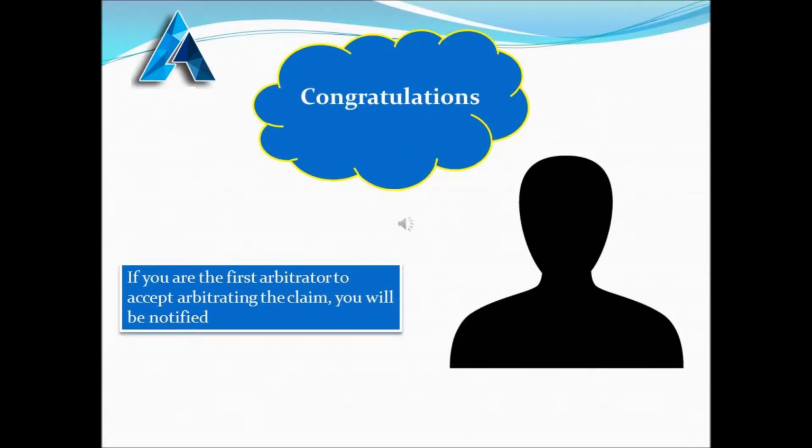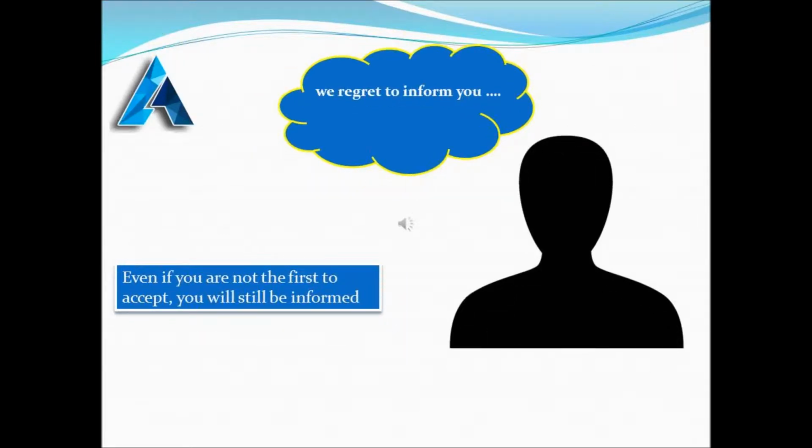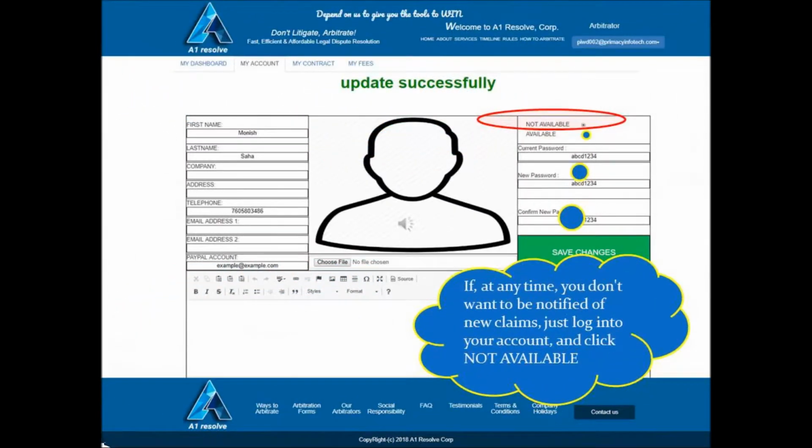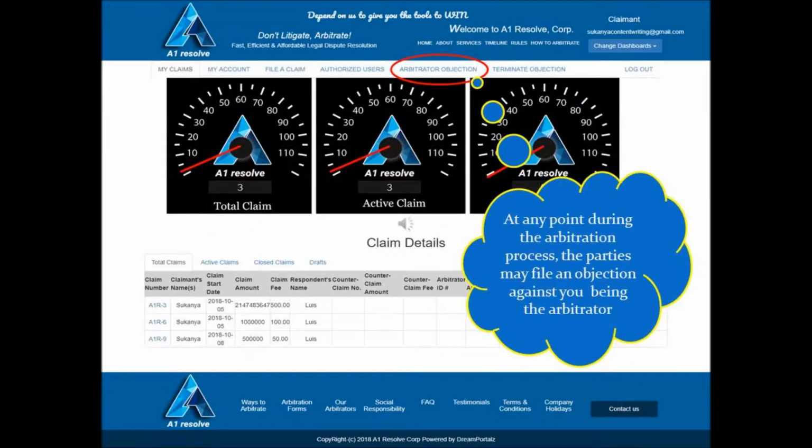If you are the first arbitrator to accept arbitrating the claim, you will be notified. Even if you are not the first to accept, you will still be informed. If at any time you don't want to be notified of new claims, just log into your account and click Not Available. At any point during the arbitration process, the parties may file an objection against you being the arbitrator.